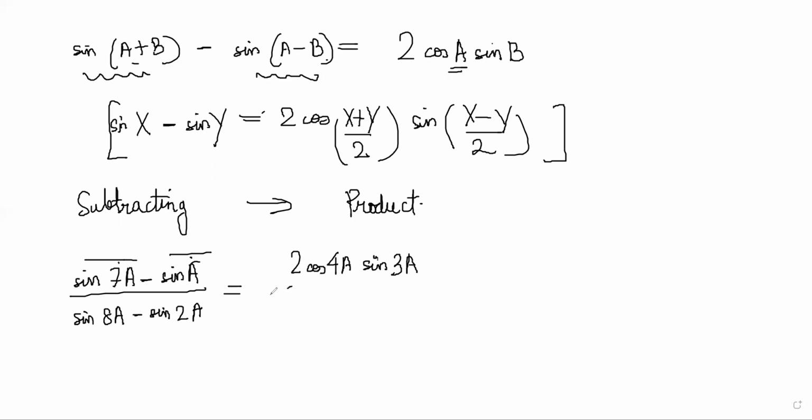The top part is clear. The denominator is also the same thing. So you're doing x is now 8a, y is 2a. So 2 cos (x plus y)/2. That is (8 plus 2)/2, 10 by 2, so 5a.